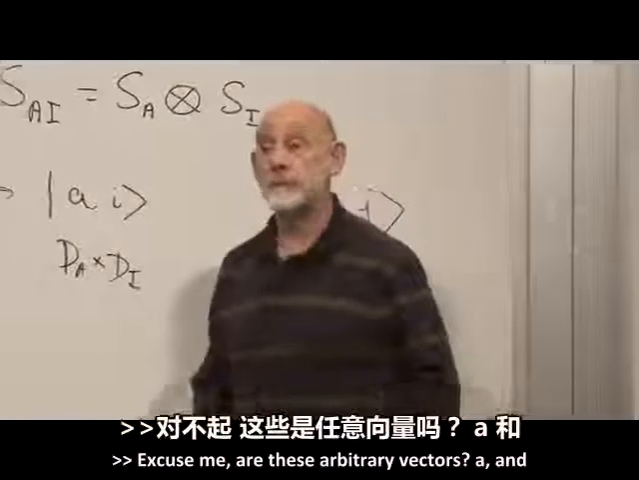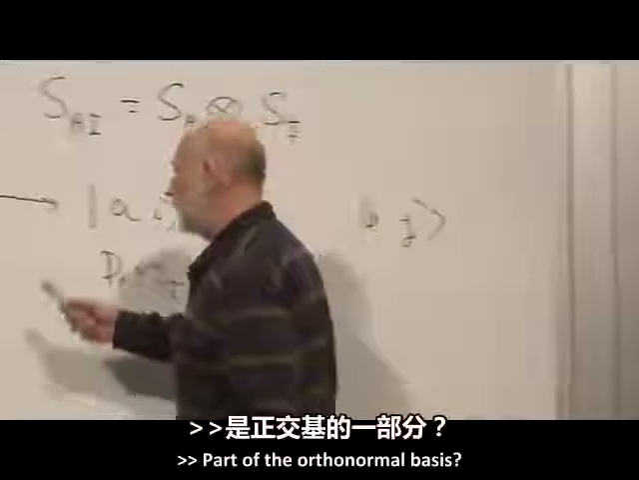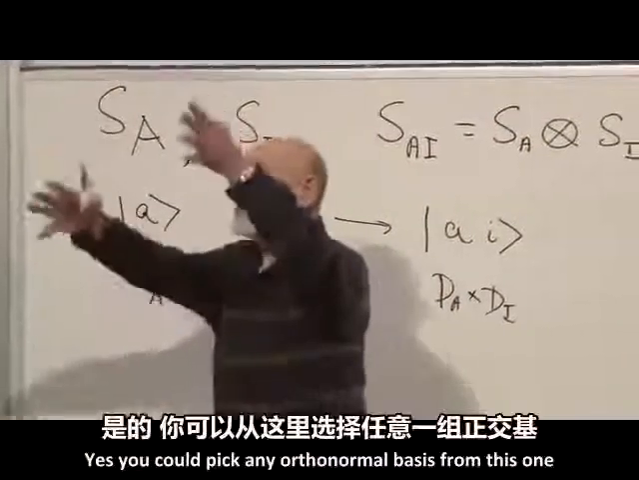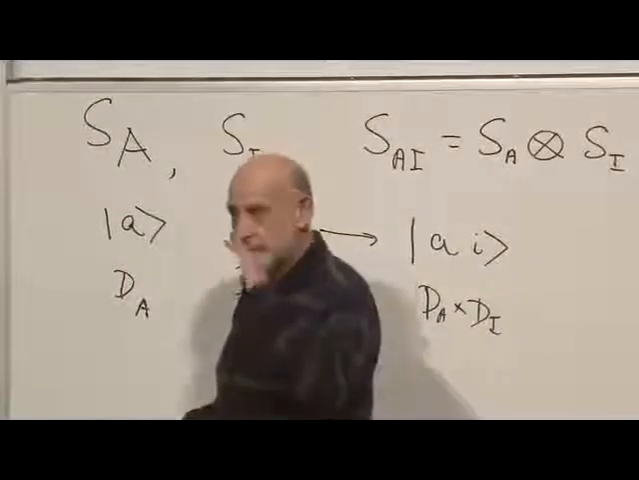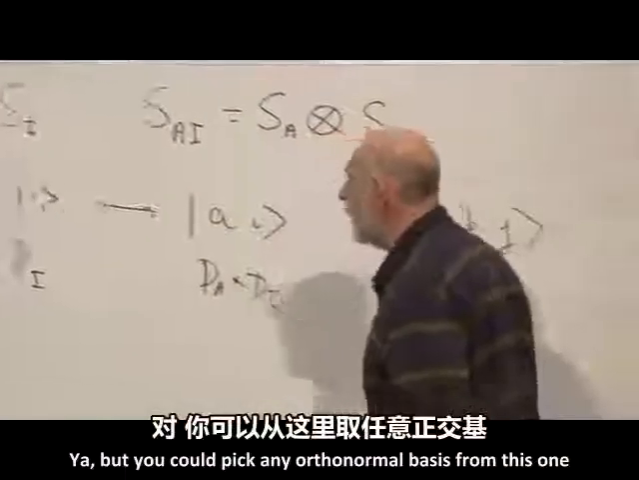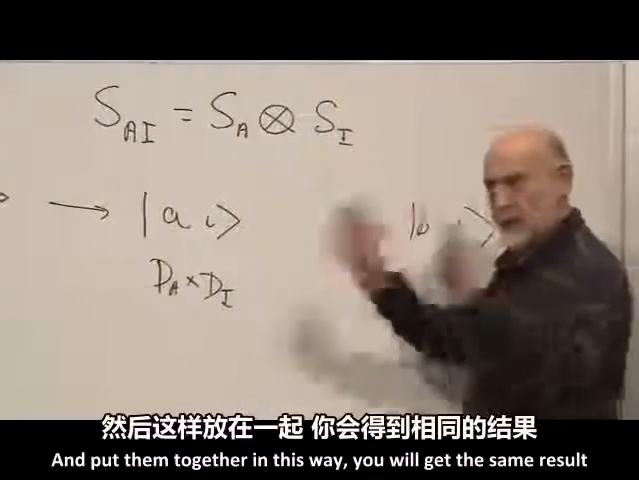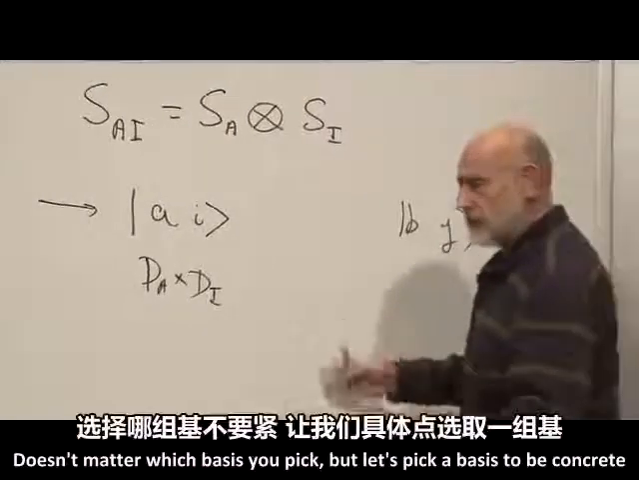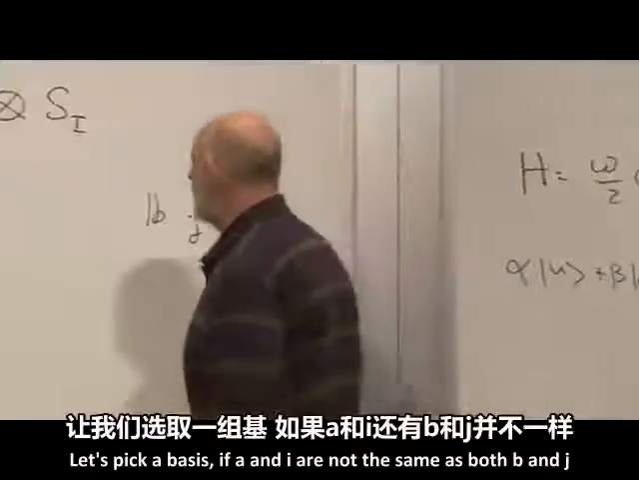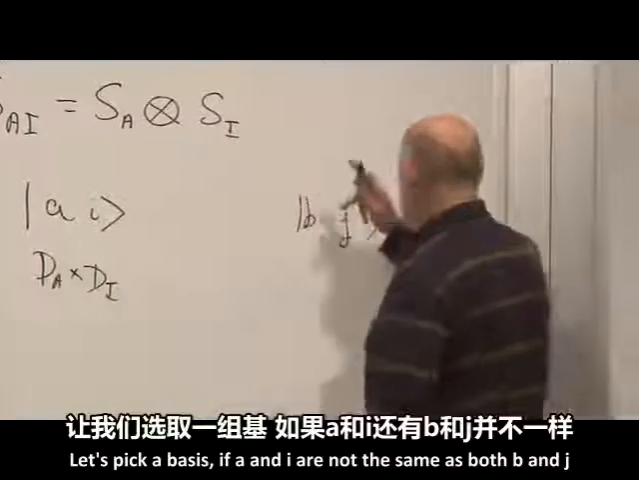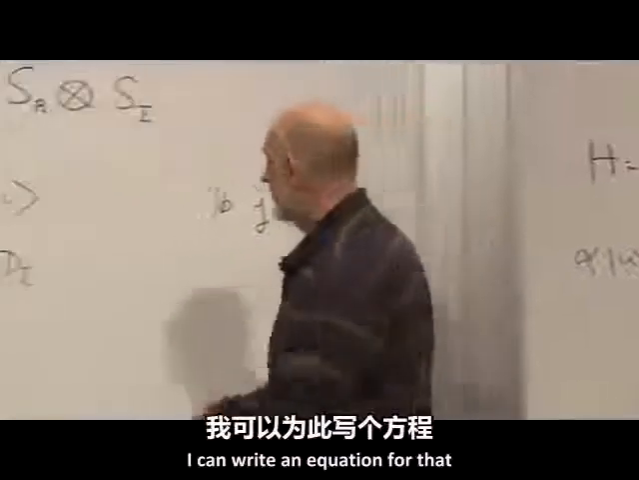Excuse me. Are these arbitrary vectors, A and...? These are basis vectors. So they're part of an orthonormal basis? Yes, you could pick any orthonormal basis for this one and any orthonormal basis for this one. But you could pick any orthonormal basis from this one, any orthonormal basis from this one, and put them together this way, and you'll get the same result. It doesn't matter which basis you pick, but let's pick a basis to be concrete. If A and I are not the same as both B and J, the inner product is 0. I can write an equation for that.